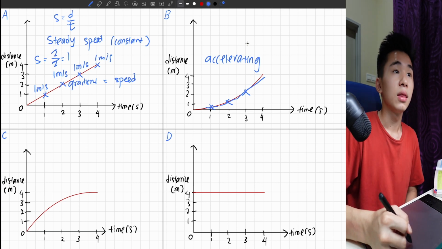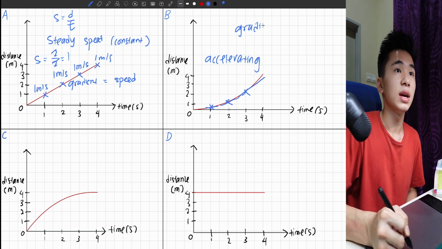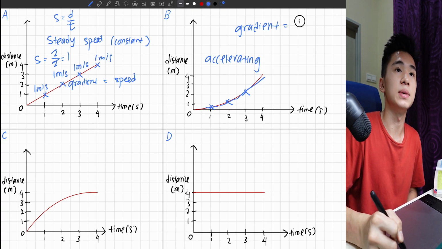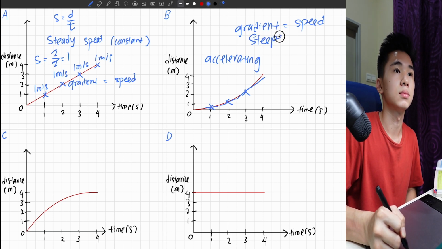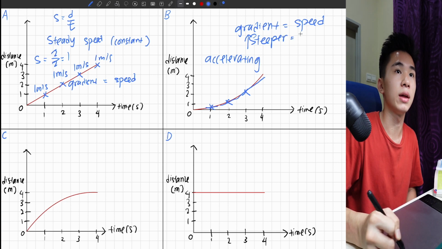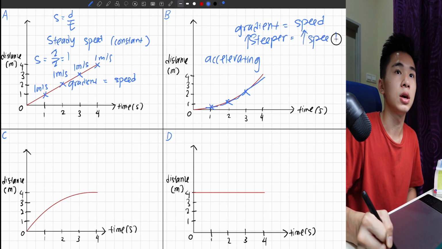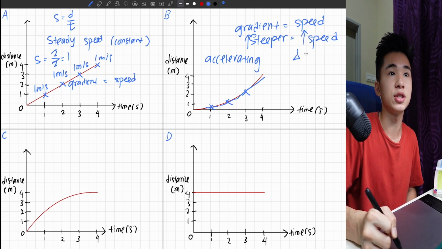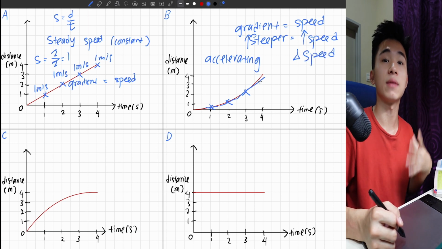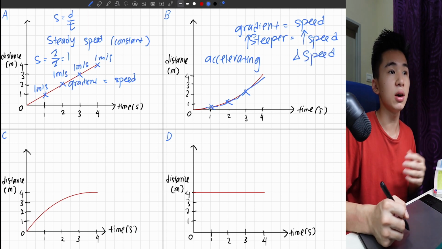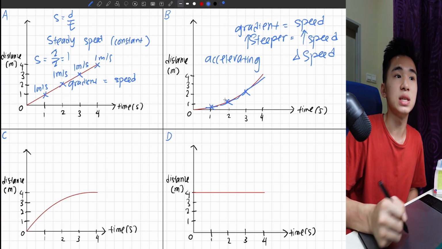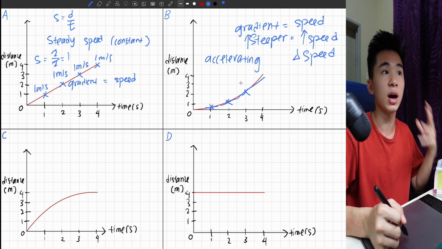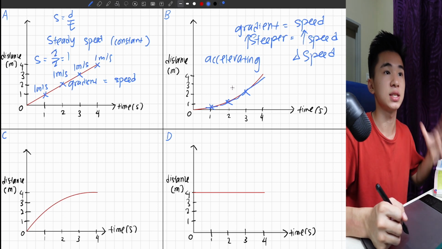So we know that the gradient in a distance-time graph is speed, right? So if the gradient increases, it will become steeper, and the speed will increase as well. When you increase in speed, you have a change in speed, so that's why we have acceleration. So as you can see here, the blue line, which is the tangent, is going to be steeper and steeper, which means your car is accelerating, going faster and faster.